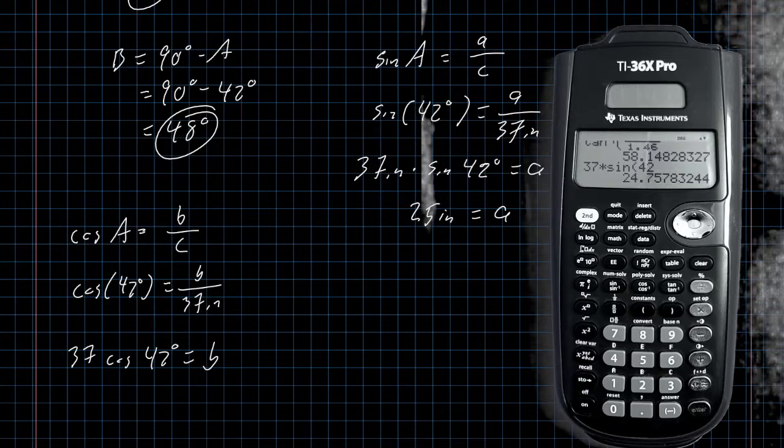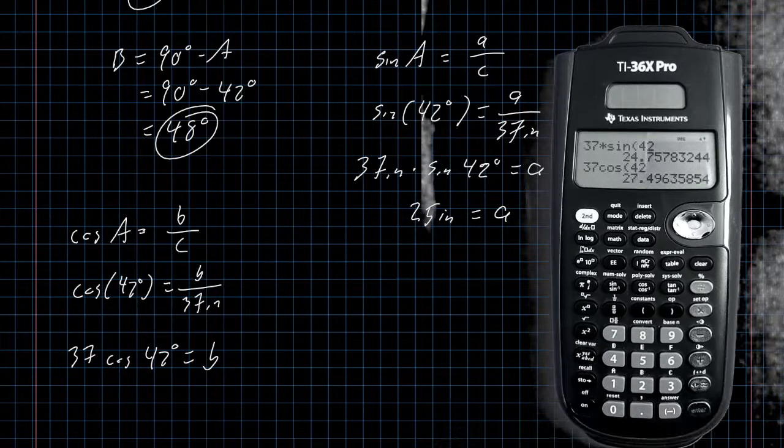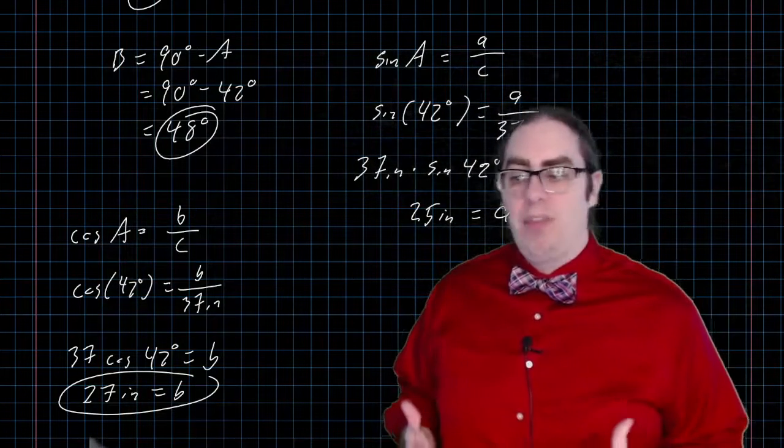So going to my calculator, I can punch in 37 times the cosine of 42 degrees, which I get 27.49, etc. I'll round that and call it 27 inches. All right, so with that, I have solved the triangle.